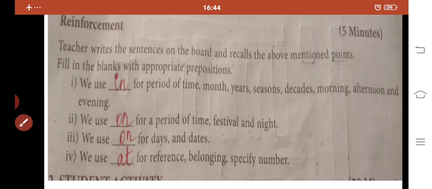And then we use on for a period of time or festival. We use on for period of time, festival and night. Then we use on for days or dates: on Sunday, on Monday, on 31st January. The fourth one: we use dash for reference belonging to a specific number. So when we say a specific number or timing, we use the preposition at before these words. These are the answers for these reinforcement questions.